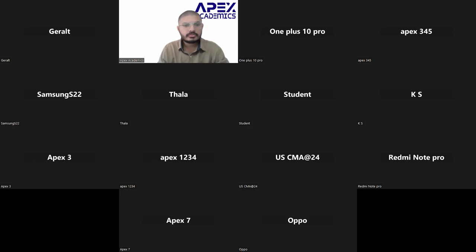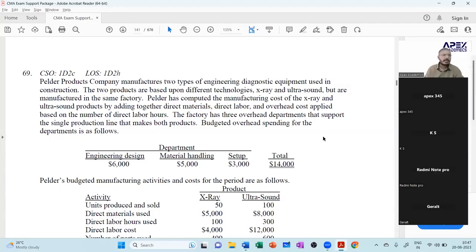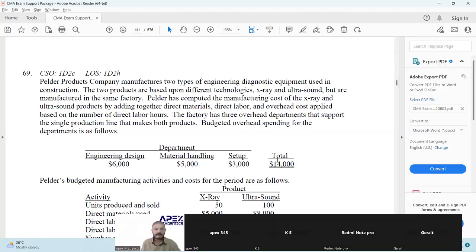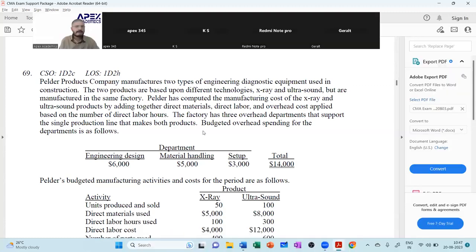Now, is my screen being shared? Let me know if you can see the screen. Yes, sir, we can see it. Now, let's take a look at the question.